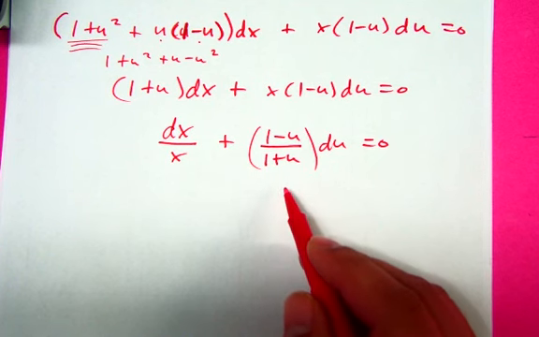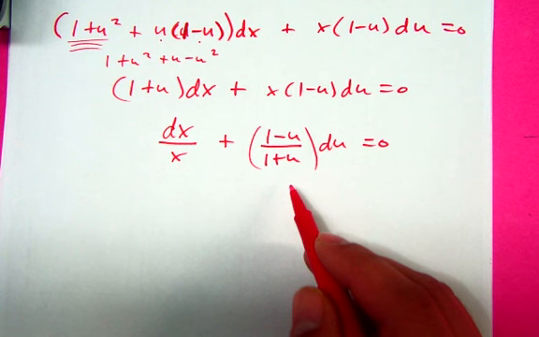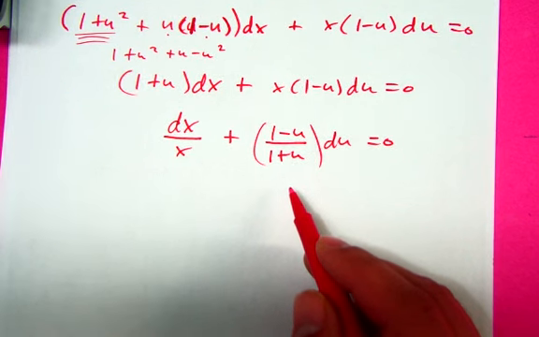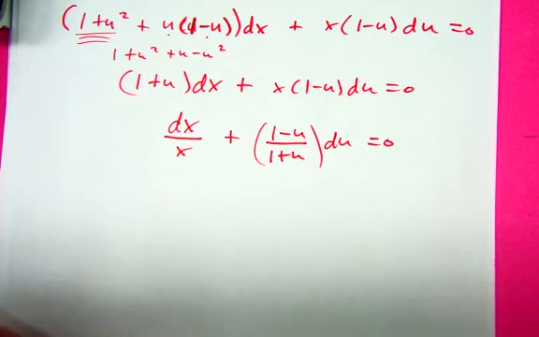Split up the fraction as 1 over 1 plus u minus u over 1 plus u. So the first part's easy to integrate, but then I don't know about the second part. Yeah, that's the problem, the second part, right? What were you saying?